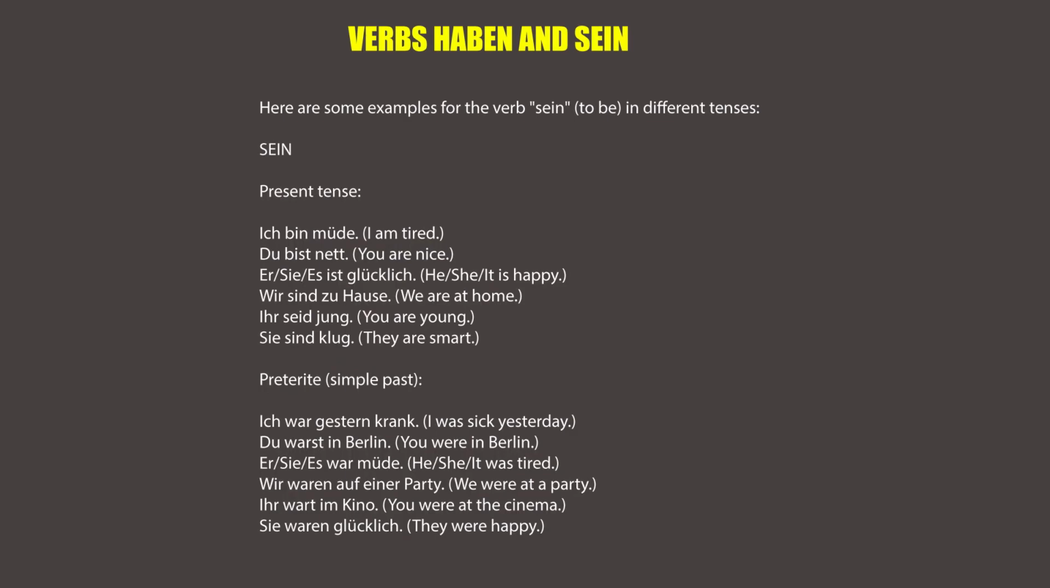Here are some examples for the verb sein, to be, in different tenses. Sein. Present tense. Ich bin müde, I'm tired. Du bist nett, you are nice. Es ist glücklich, it is happy. Wir sind zu Hause, we are at home. Ihr seid jung, you are young. Sie sind klug, they are smart.